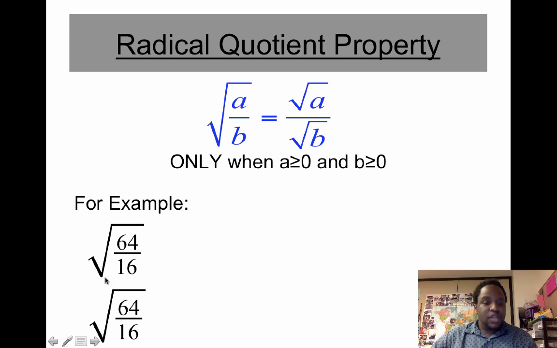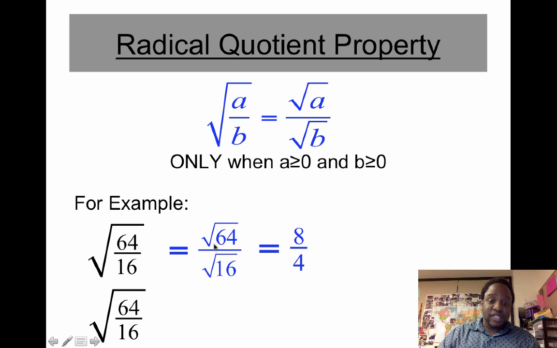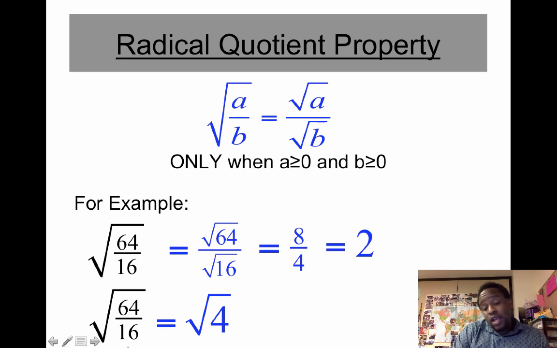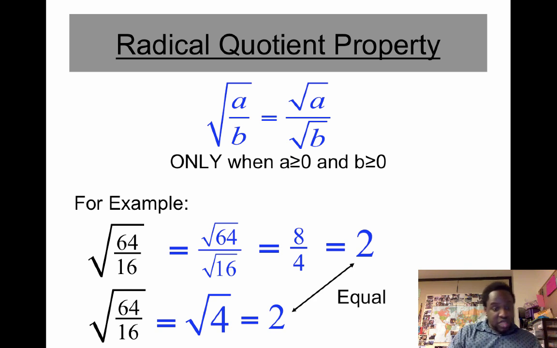So for example, the square root of 64 over 16 is equal to the square root of 64 over the square root of 16. The square root of 64 is 8, the square root of 16 is 4, and 8 over 4 equals 2. So if we instead did 64 over 16, which equals 4, the square root of 4 equals 2. So they're both equal to each other. This is just an example showing that this property works.